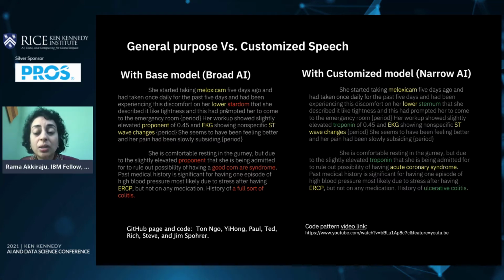And just by customizing a model with a very small amount of text data, the speech to text model can now fix all its mistakes, because it has seen enough occurrences of phonemes, and it can now spell the word properly by putting the phoneme sounds together into the word that it now knows and understands. You can see all the mistakes that were in red: stardom now got corrected to sternum, proponent now got corrected to troponin, good con or syndrome got corrected to acute coronary syndrome, and whatever was the mistake with the ulcerative colitis got corrected. So with a small amount of data, you can correct this problem.